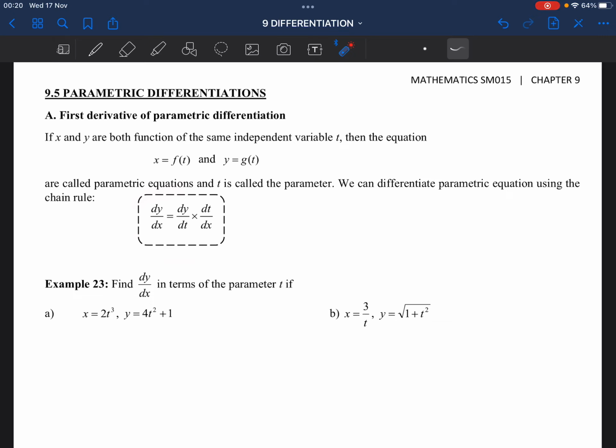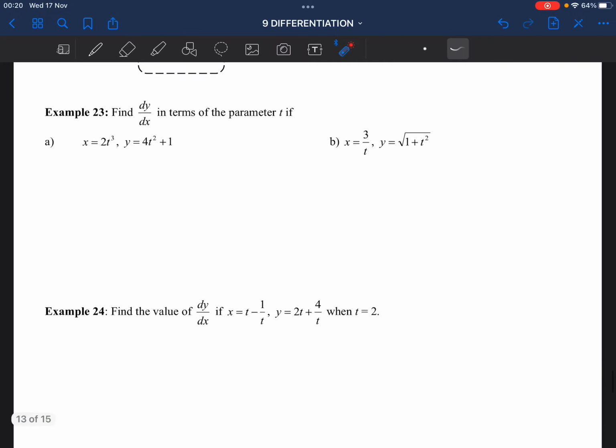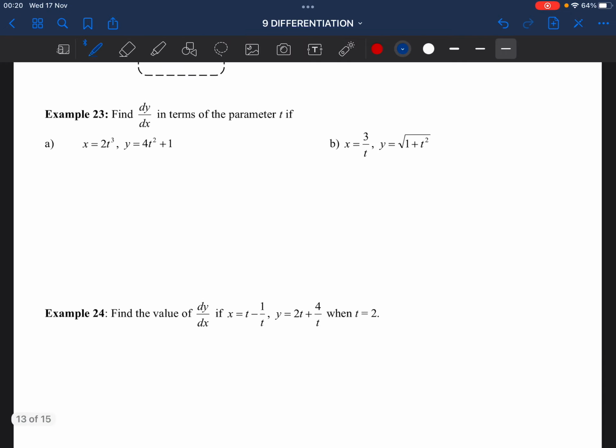As you can see here, this is very familiar. This is the chain rule. So we can differentiate parametric equations by using the chain rule. But here we have dt instead of du. Right, so let's go straight to example 23.